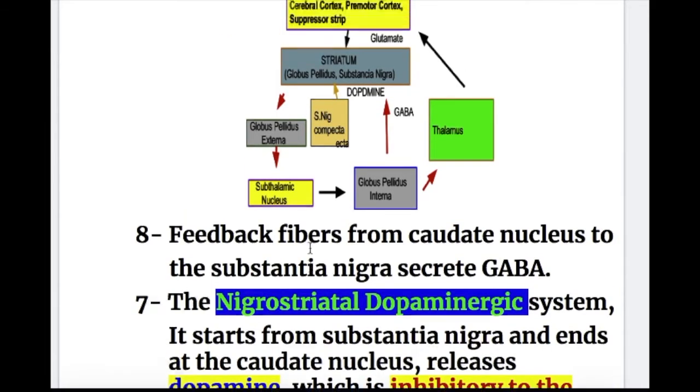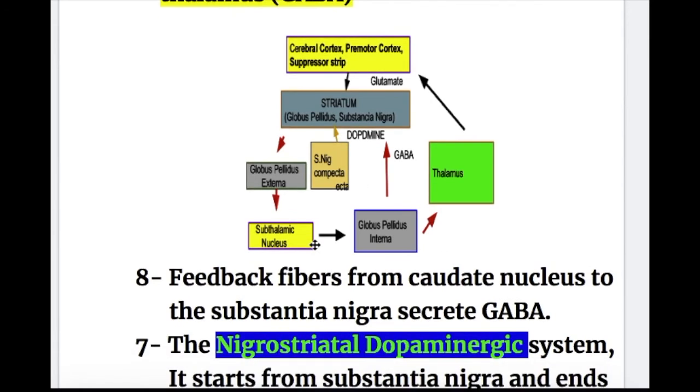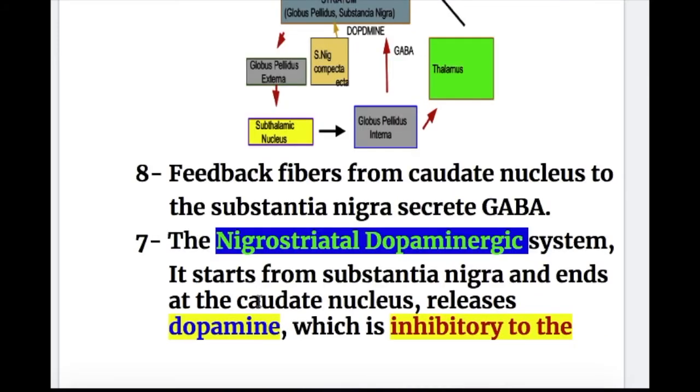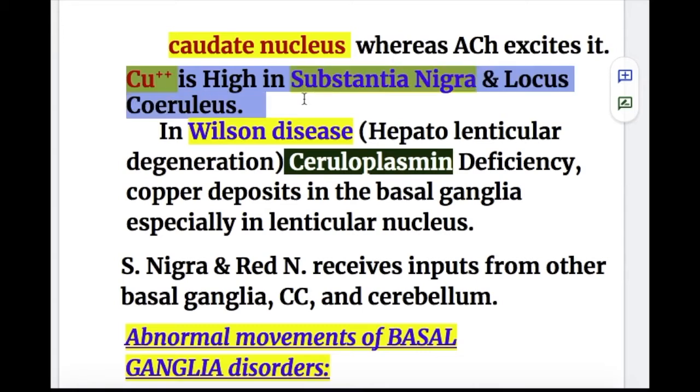Number 7, fiber feedback from caudate nucleus to the Substantia nigra also secretes GABA. And number 8, the Nigrostriatal Dopaminergic system starts from Substantia nigra and ends at the caudate nucleus and releases dopamine, which is inhibitory to the caudate nucleus, whereas acetylcholine excites caudate nucleus. A few words about Substantia nigra. Copper is high in Substantia nigra and locus ceruleus.